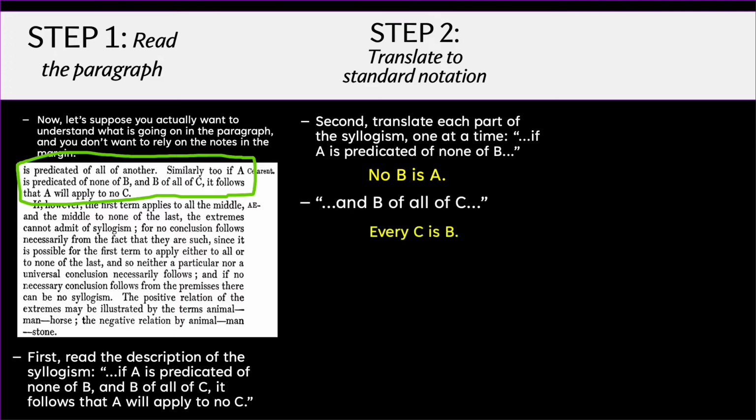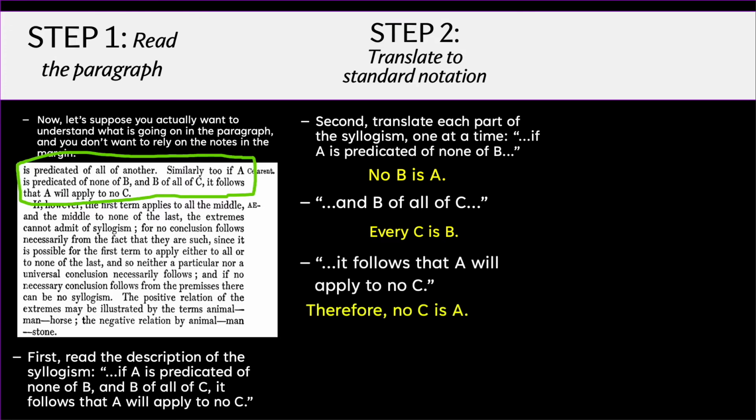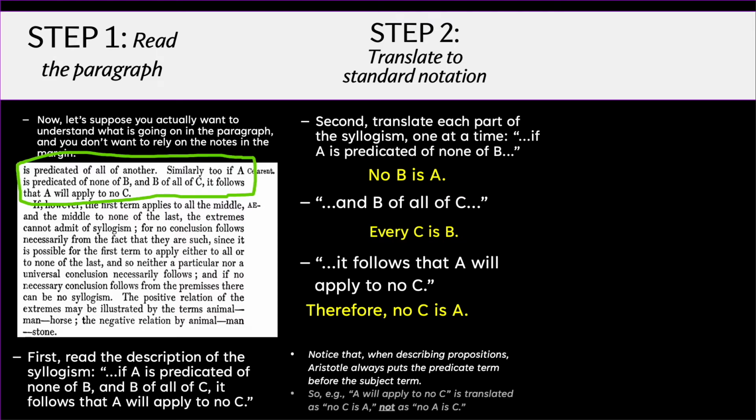Let's look at the second part. And B of all of C. Here we have every C is B in standard notation. Finally, the conclusion is this. It follows that A will apply to no C. In standard notation, this reads, therefore no C is A. Notice that when describing propositions, Aristotle always puts the predicate term before the subject term. So, for instance, A will apply to no C is translated as no C is A, not as no A is C.